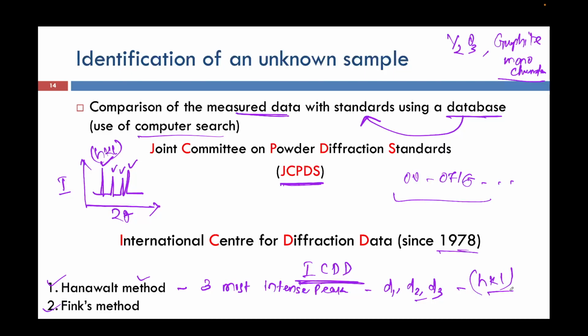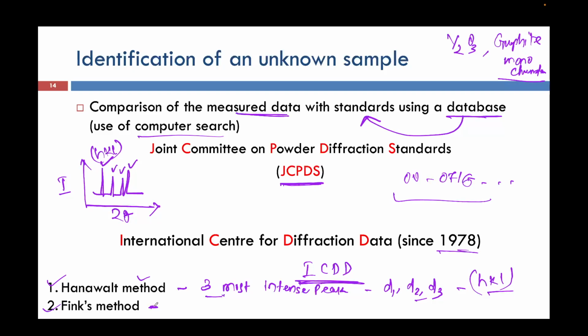However, the Hanawalt method has a problem. If there is a texture in the sample, or there are not sufficient intense peaks in the sample because the size of the sample is very small, then Hanawalt's method might give us a wrong result. That is why another method has been chosen, called Fink's method or Fink's indexing.